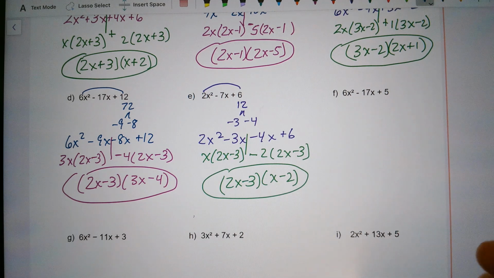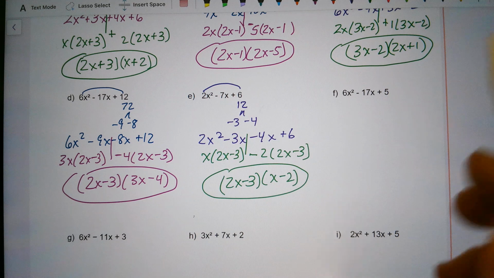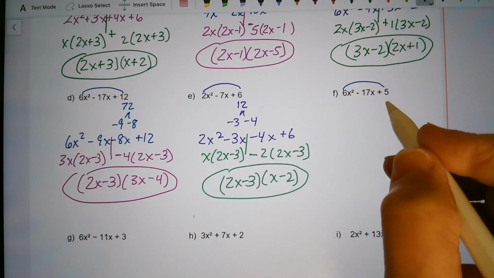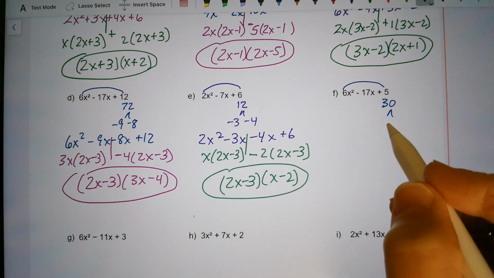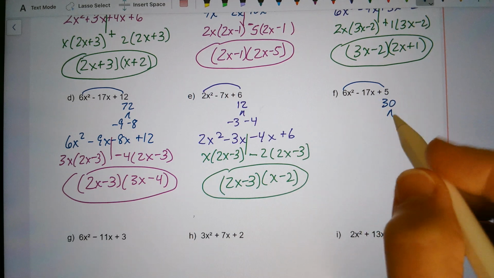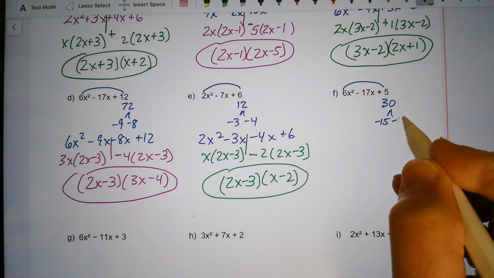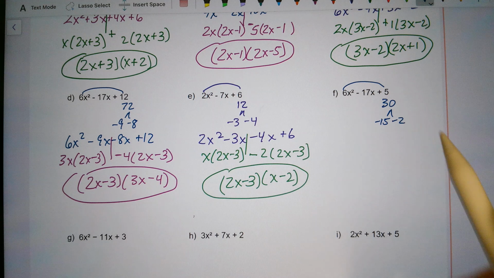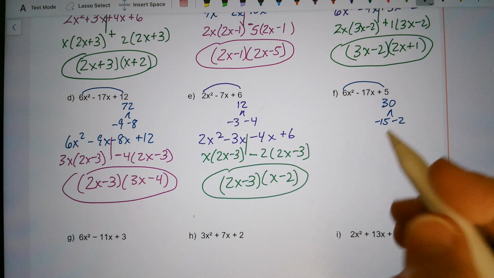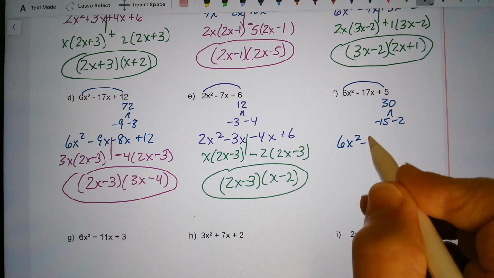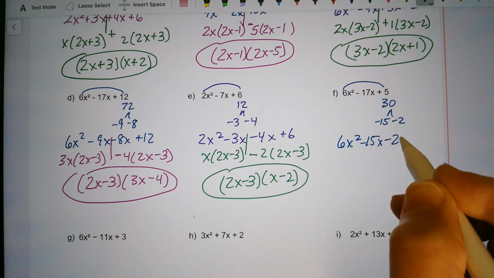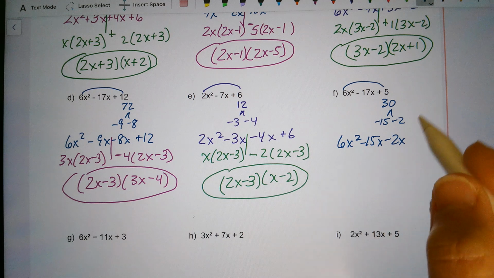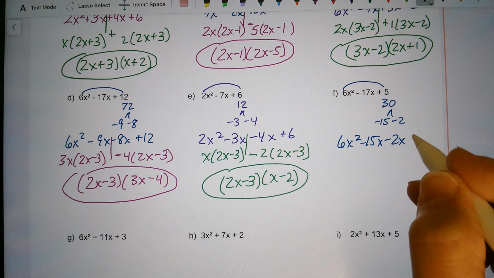No GCF to all three. Leading coefficient is greater than 1, it's a 6. So we multiply 6 times the constant 5, get 30. The factors of 30 that sum to negative 17 are going to be negative 15 and negative 2. Multiplies to be a positive 30, sums to be a negative 17. Rewriting our linear term, negative 17x as negative 15x minus 2x.